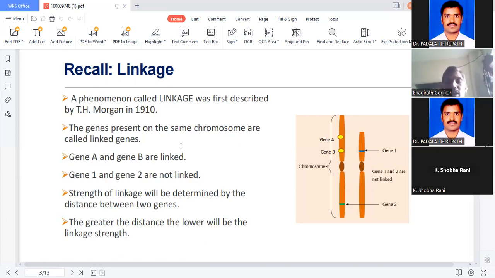You know very well that the maximum number of genes present on the chromosome always have a tendency of togetherness. They enter into one gamete and they retain the parental characters. That is the concept of linkage. The strength of linkage is determined by the distance between the two genes. We already discussed this in yesterday's class. Have you followed?